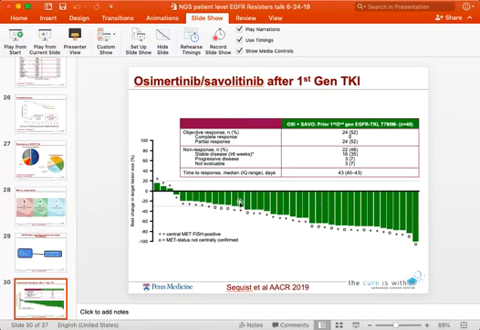This is, you see the waterfall plot. It's very nice, but this is not as impressive to me because if you think about it, they were giving osimertinib in patients who had failed TKI, so we knew osimertinib works in that setting. But if you take a look here, these pluses indicate patients who were MET positive. And you also notice that some people were responding who weren't even MET positive.